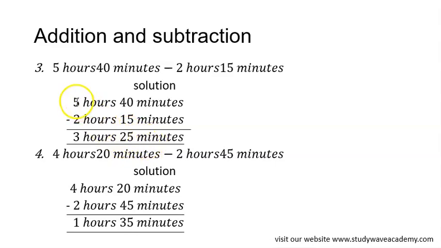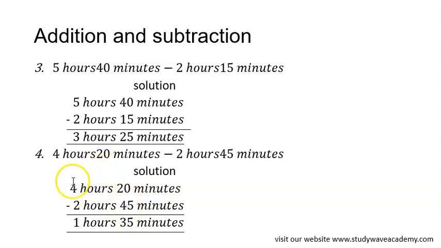Now we go over to the hours. 5 minus 2 is 3, so we have 3 hours 25 minutes. 5 hours 40 minutes minus 2 hours 15 minutes is going to give you 3 hours 25 minutes. This is our answer. Okay, let's look at another example. We have 4 hours 20 minutes minus 2 hours 45 minutes. You write it out the normal way. So 20 minus 45 is going to give us a minus.